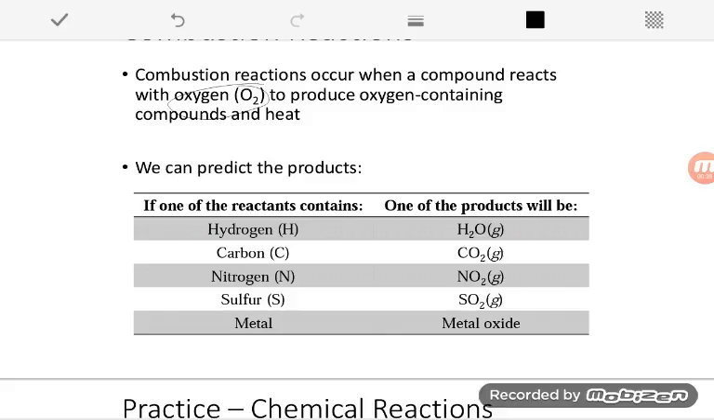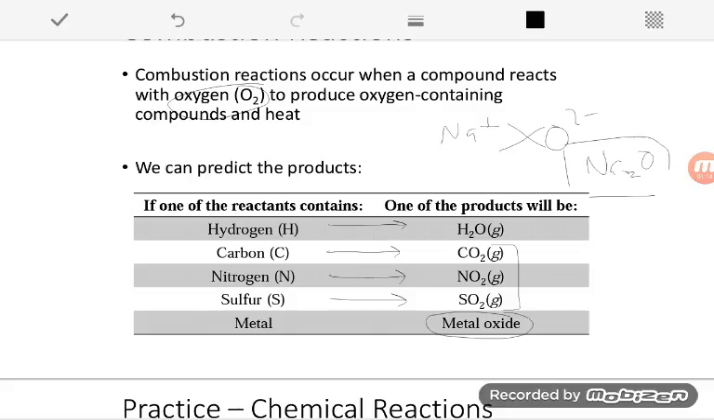If your reactant molecule contains hydrogen, that will react with oxygen to form water. Carbon will react to form CO2. Nitrogen will form NO2. Sulfur will form SO2. So most of them look very similar. For a metal, you just have to use charges to figure out what kind of metal oxide it would form. So for instance, if I reacted a sodium metal with oxygen, I would say, well, sodium is +1, oxygen is -2. So if I swap charges, the metal oxide I make would be Na2O. So I just need to use the charges to figure out what metal oxide I would produce. Most of the time, these are what I'm going to see though.